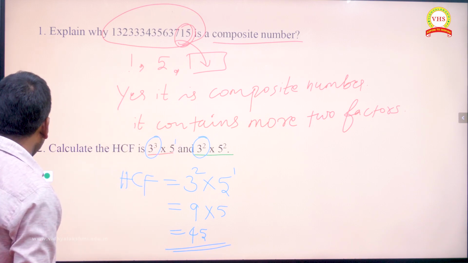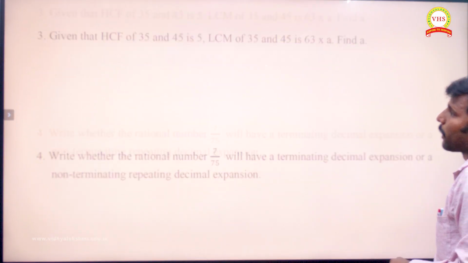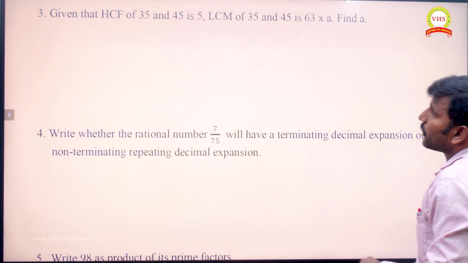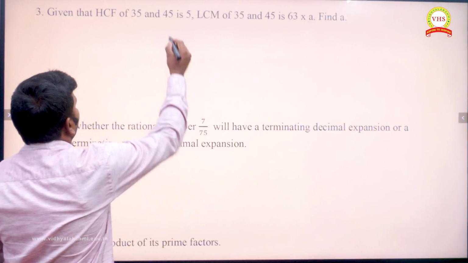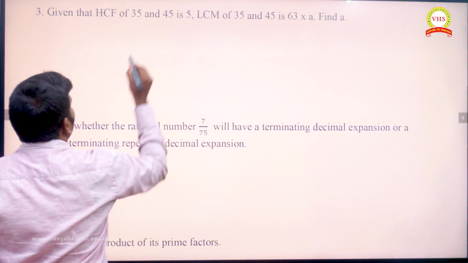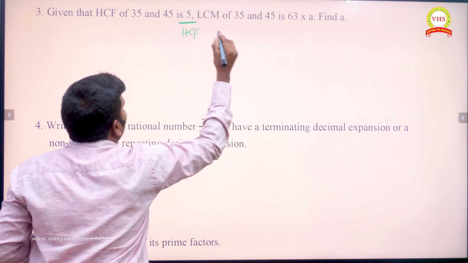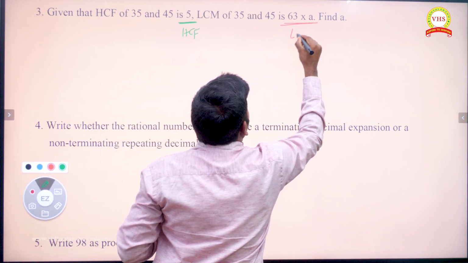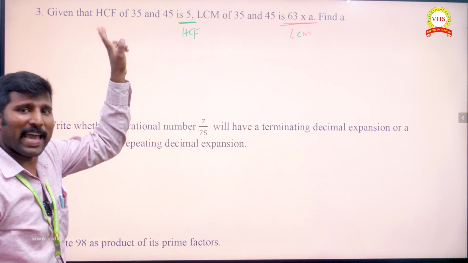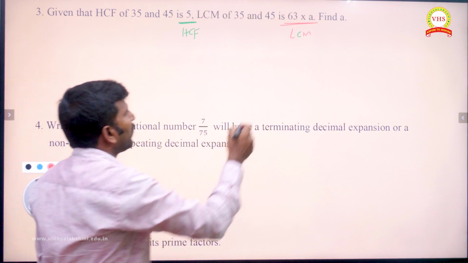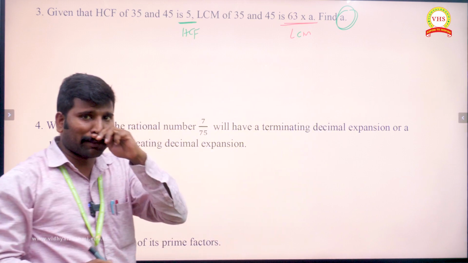Understand? Right. We are going to the third one. Here also HCF is given and LCM is given. Sorry, the HCF given is 5 and the LCM given is 63 into A. So HCF is given, LCM is given. Then what are they asking to find? Find the value of A. In the LCM, one number is unknown and it is given in multiplication.